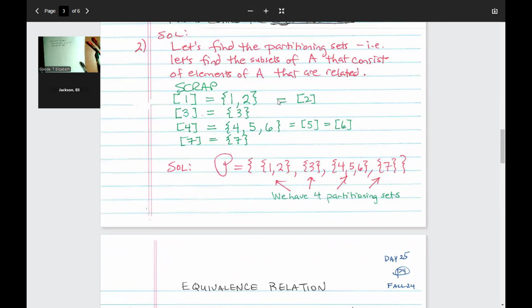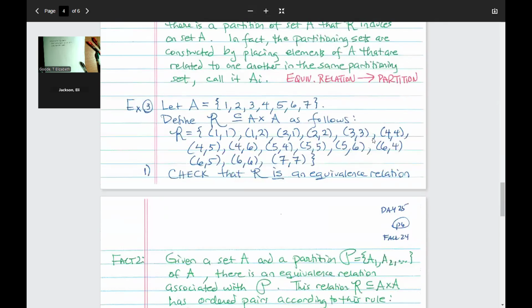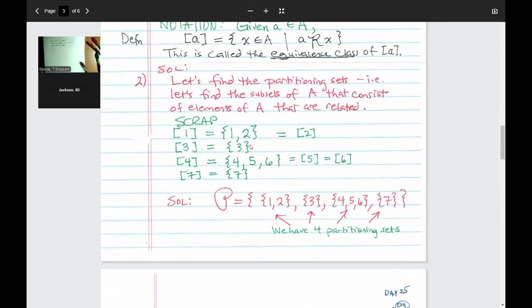But that is actually also the equivalence class of 2, because the equivalence class of 1 and 2 is the same set because they're in there together. Now 3 sits by itself in a little partitioning set because when you look at this relation, 3 is not related to anything but itself. So it's all by itself in one of these partitioning sets. But 4 and 5 and 6 all have the same equivalence class because they're all related to each other.